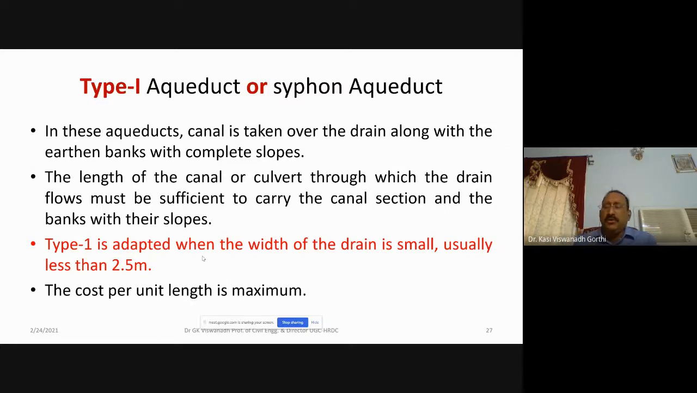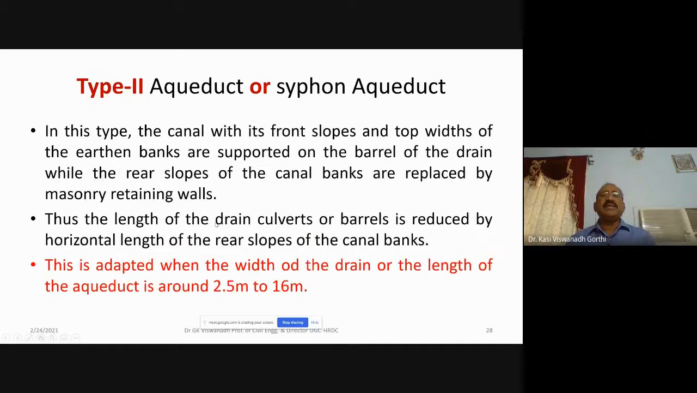However, the cost per unit length is maximum for the type 1 aqueducts or siphon aqueducts. Second case is type 2. In this type, the canal with its front slopes and the top bits of the earthen banks are supported on a barrel of the drain, while the rear slopes of the canal and banks are replaced by masonry retaining walls. So the length of the drain culverts or barrels is reduced by the horizontal length of the rear slopes of the canal banks.